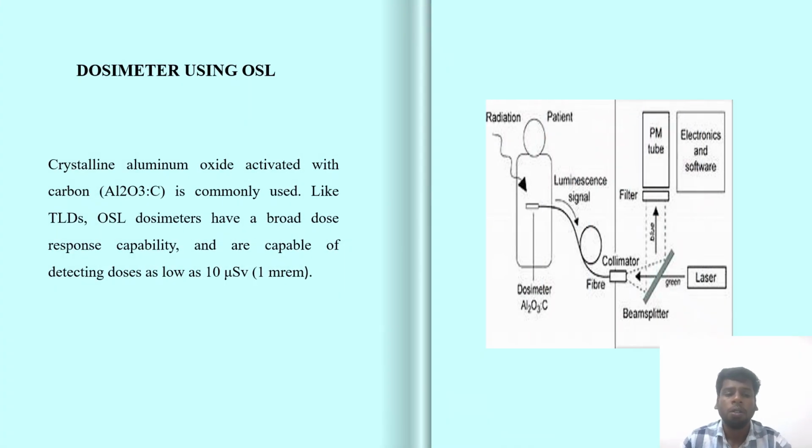Crystalline aluminum oxide doped with carbon is commonly used in this optically stimulated dosimeter. They have a broad dose response capability and are capable of detecting low doses, which can also be measured.